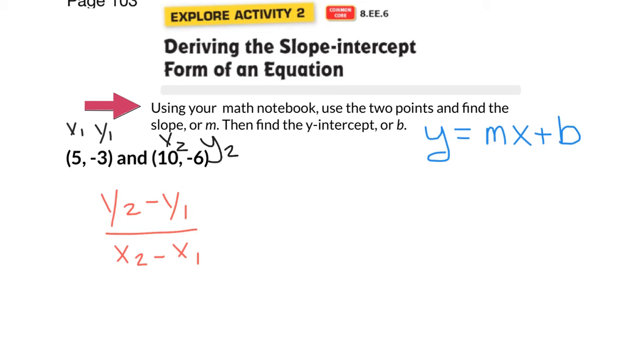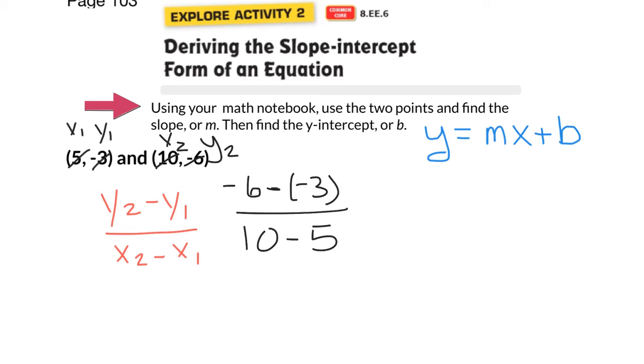So y2 is first. Negative 6 minus, I use negative 6, I'm crossing it off, negative 3 in parentheses to keep my negative and my subtraction away from each other. I cross the negative 3 off. My x2 number is 10. Cross that off. Finally, take away my x1 number, which is 5. Cross that off.